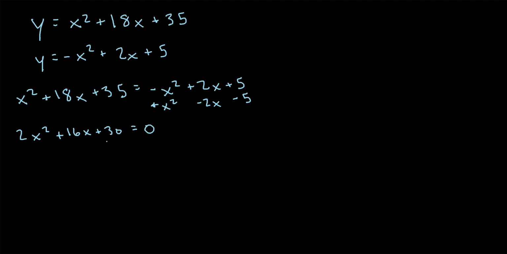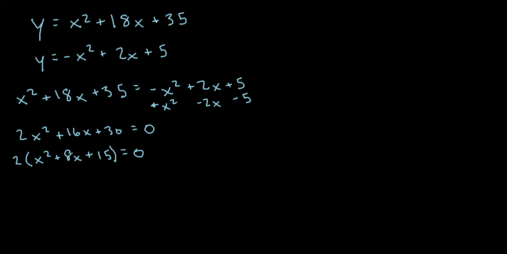And now we need to factor this left-hand side to figure out what values of x will make this left-hand side equal to 0. So before we do that, it looks like we can pull out a 2 from each of these terms. So let's do that. We'll have 2x squared plus 16 divided by 2 is 8, 8x plus 30 divided by 2 is 15, is equal to 0. So now we need to factor this portion in the parentheses here.